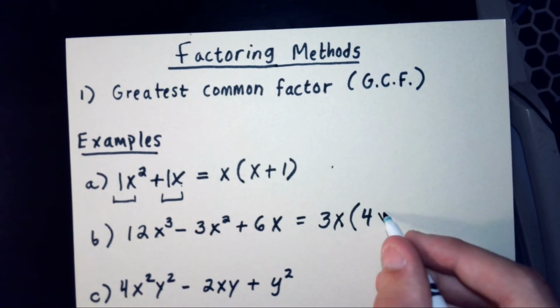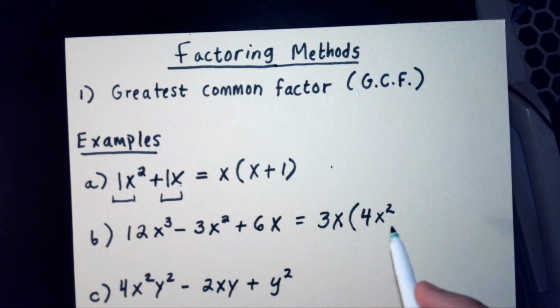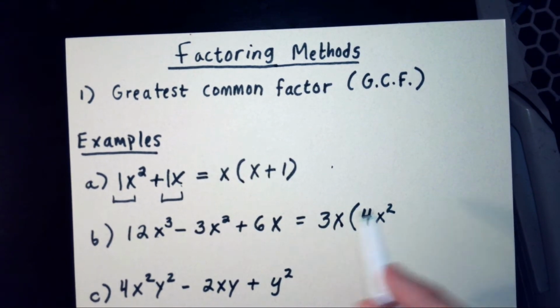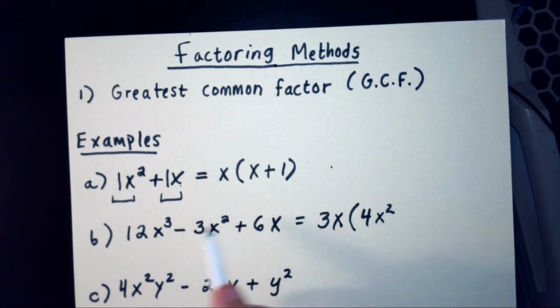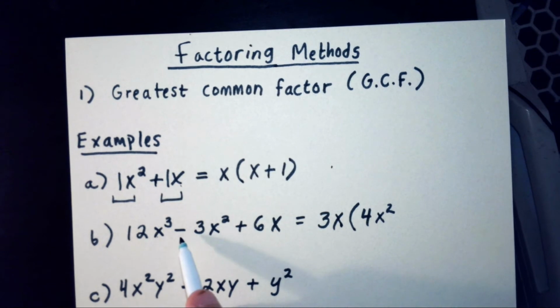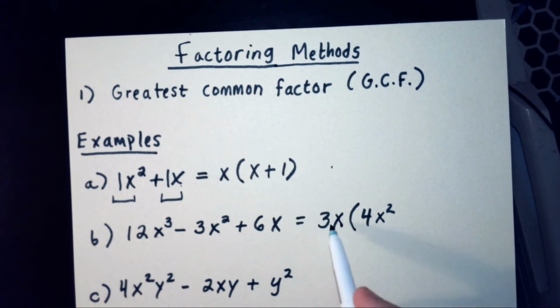We need an x squared term here, and when we multiply this out, we will end up getting 12x cubed. So that checks out. Next, we have a minus sign here, right? Minus sign right here. And then over on this side, we just factored out a positive 3x. Therefore, we need to throw in a minus sign here.